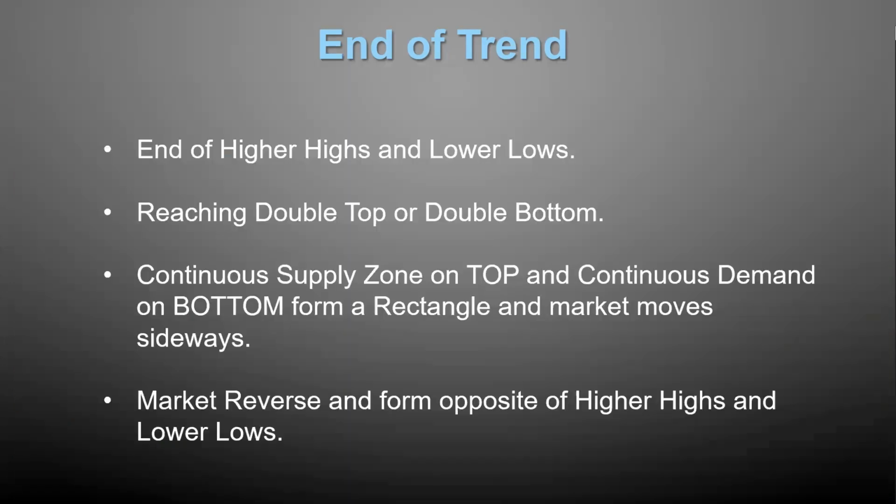A couple of different other ways to determine if that trend is over. You get the end of the higher highs and lower lows. Okay, that's one way to determine. You can see double tops or double bottoms, another way to know the trend's probably over. And again, like we talked about, the supply and demand zones keep forming these rectangles, and the market just moves sideways inside a tiny range. Or the market could even reverse and form the opposite of higher highs and lower lows. All right, so that's how you identify that.